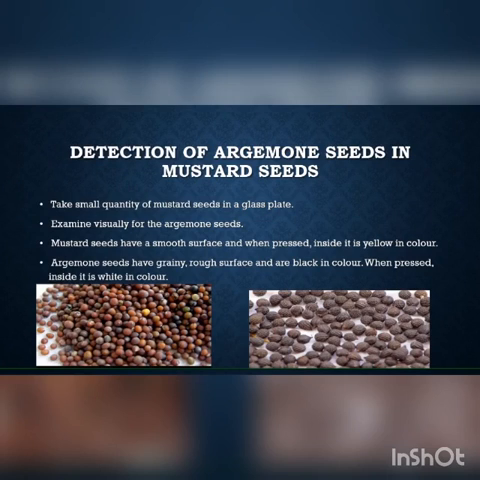This all depends on your eyes. Take a small quantity of mustard seeds in a glass plate and check for mustard seeds and argemone seeds. What's the difference between them? Mustard seeds have a smooth surface, whereas argemone seeds have a greeny and rough surface. When mustard seeds are pressed, the inside is yellow in color, whereas in argemone seeds, it is white in color.